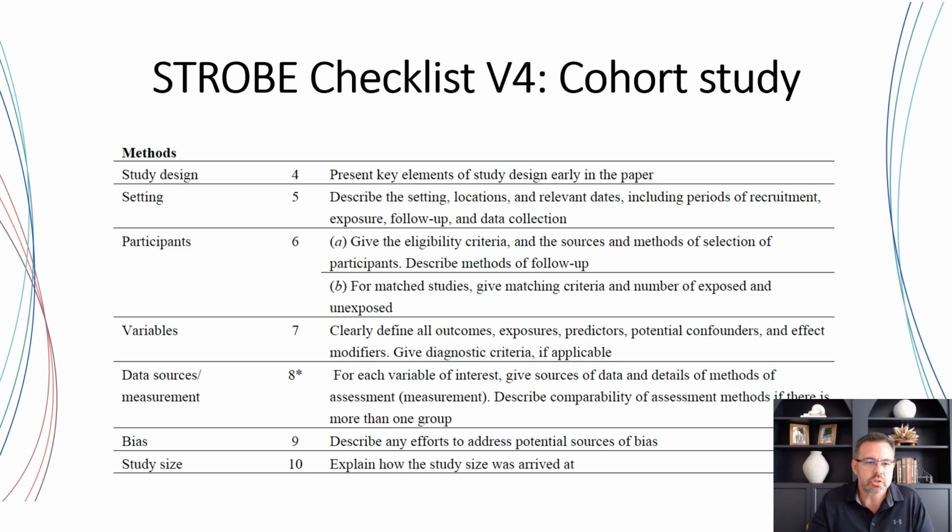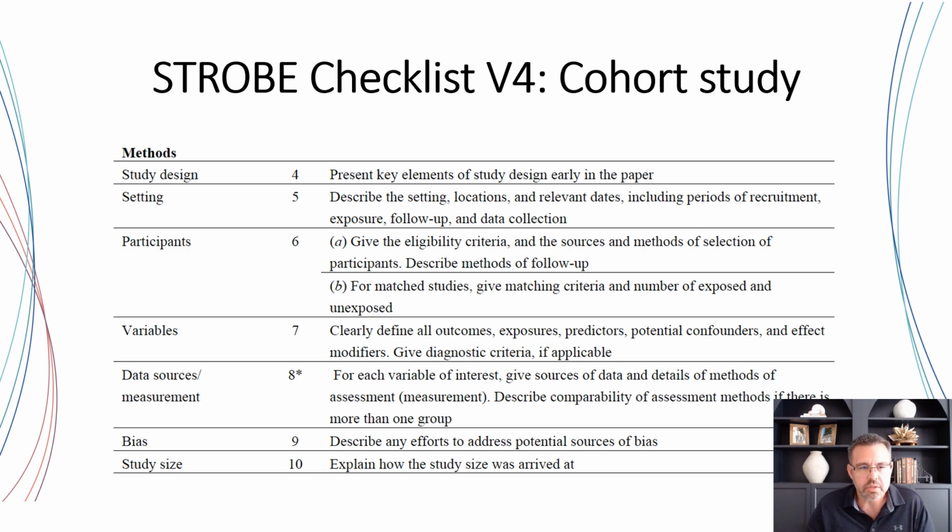For the variables, as I said before, we want to clearly define all of our outcomes, our exposures, predictors, potential confounders, and effect modifiers, right? So anything that's going to come into our statistical analysis, we want to be sure that we describe it, how we obtained that data and how we used it in our study.